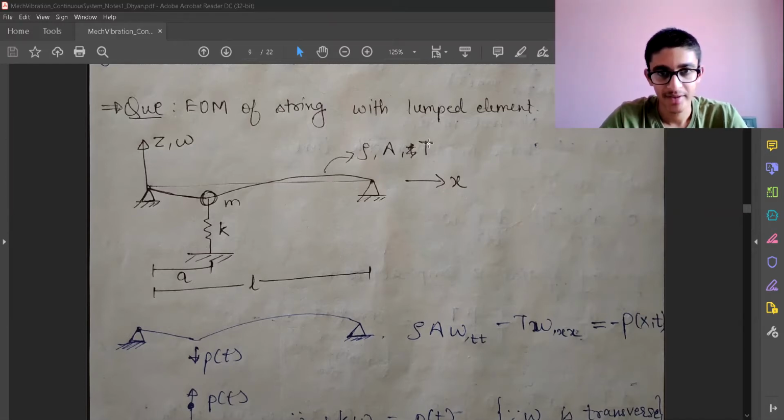T is the tension in it. Rho is the linear density. A is the cross-sectional area. X length, z direction, and w displacement are all given.